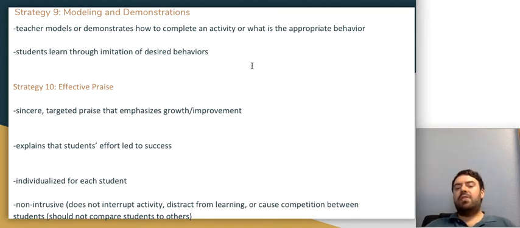Another thing to remember is that you want to provide effective praise in a way that's non-intrusive. You don't want to interrupt the student's learning or cause a distraction by making the praise so unusual or so magnificent or so extreme that it distracts other students from what they're doing.